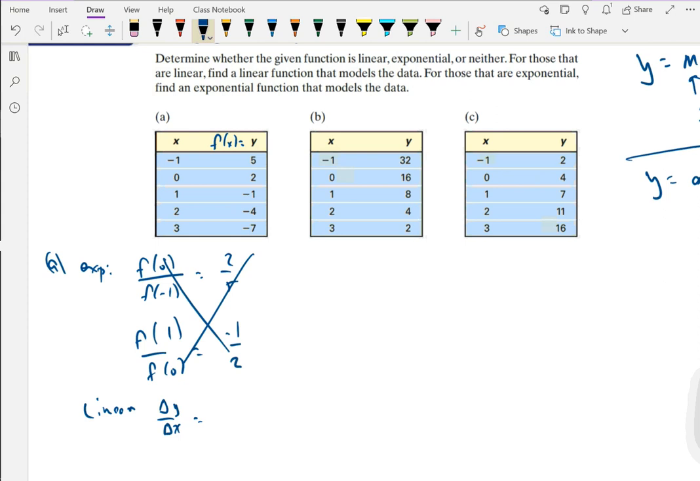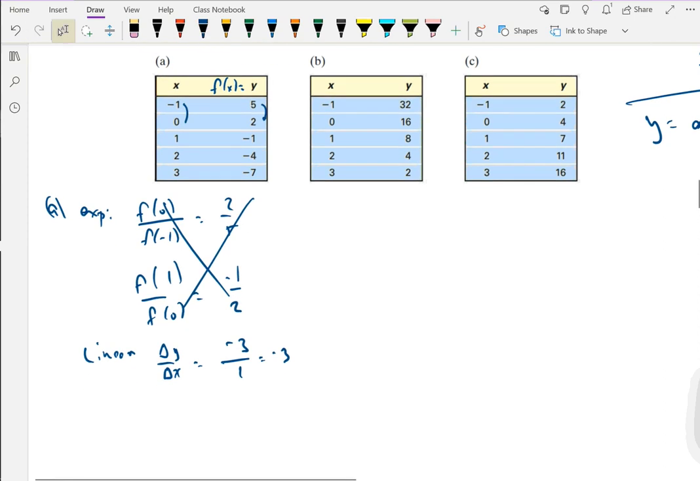So if I do the first pair here, if I go from negative 1 to 0, what that would mean then, if I take a look at the change in values. So let's do it in order here. We got change in y over change in x. So if I go from 5 to 2, my change is a minus 3, because 2 minus 5 is minus 3. 0 minus negative 1 would be 1. So my rate of change, if I was doing linear, would be -3.